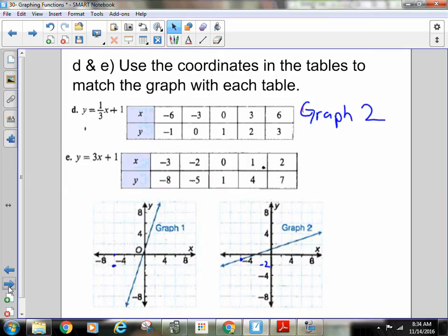And we are going to assume that E goes with graph 1, but let's just double check. -3, so we go over 2, 3 is going to be here and down to 8. And we see that it crosses. So then this is graph 2. Or I mean graph 1.